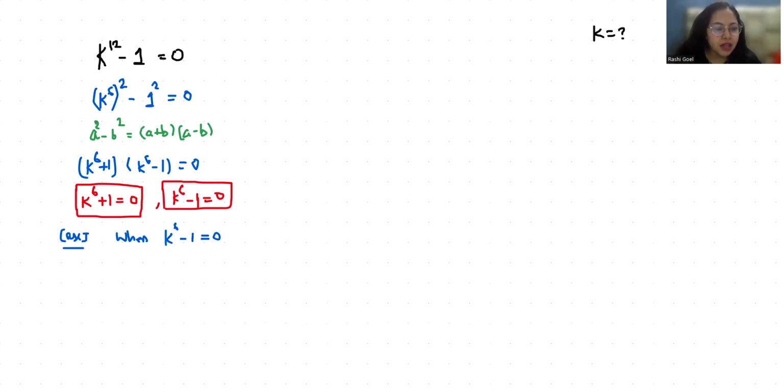So this k power 6, I can write it as k power 3 whole power 2 minus this 1 as 1 square is equals to 0. Again, I'm using this identity a square minus b square. So we can write this as k cube plus 1 times k cube minus 1 is equals to 0. So from here, k cube plus 1 is equals to 0 and k cube minus 1 is equals to 0.